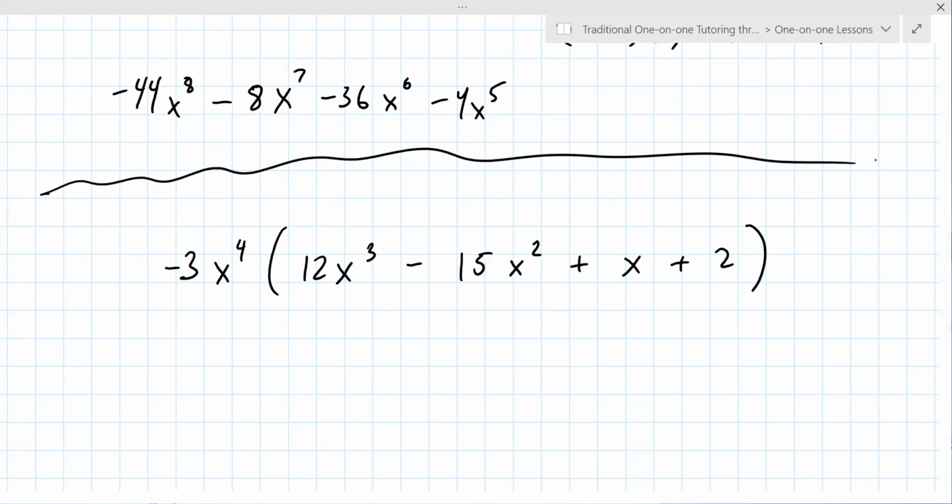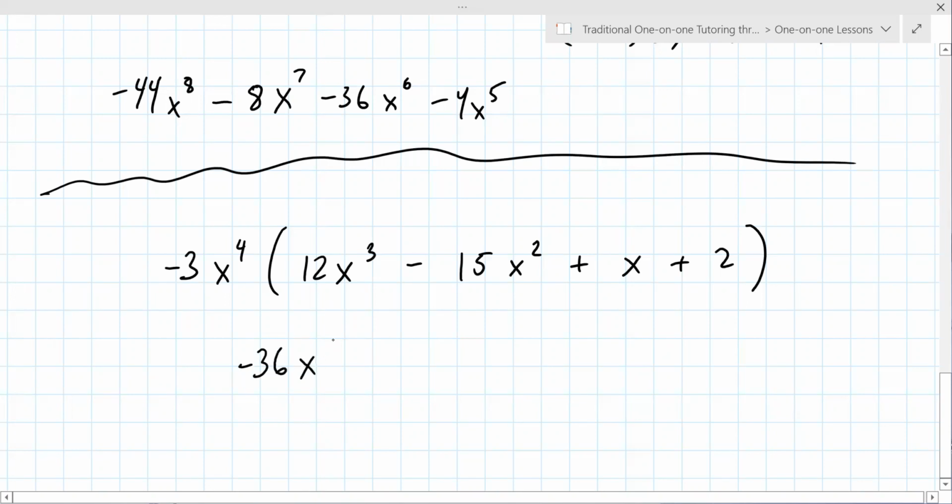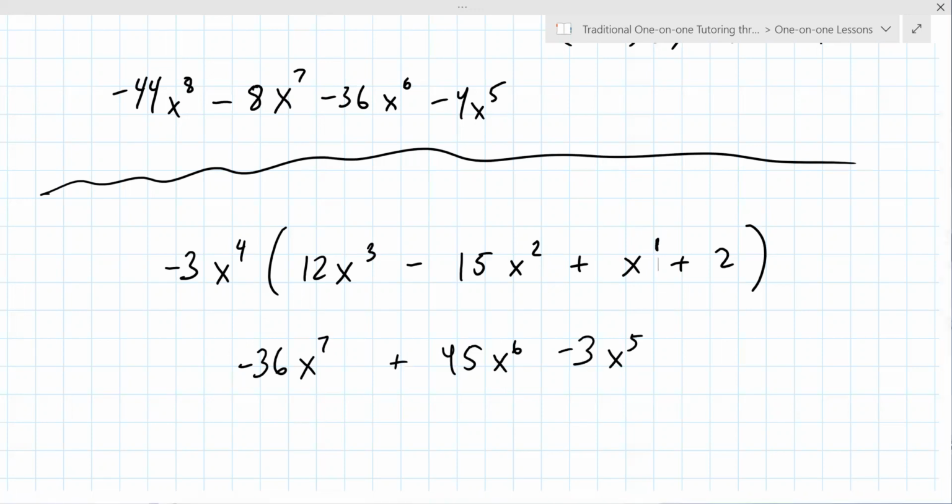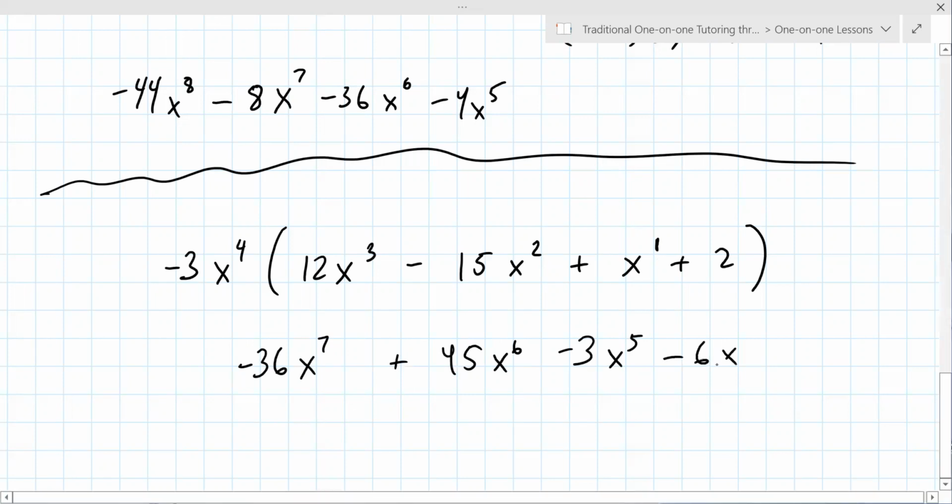Okay, I got -36x to the 7th. Okay, good. Plus 45x to the 6th. And then -3x to the 5th, because there's really a 1 there. Yeah. And then -6x to the 4th. Good. Very good.